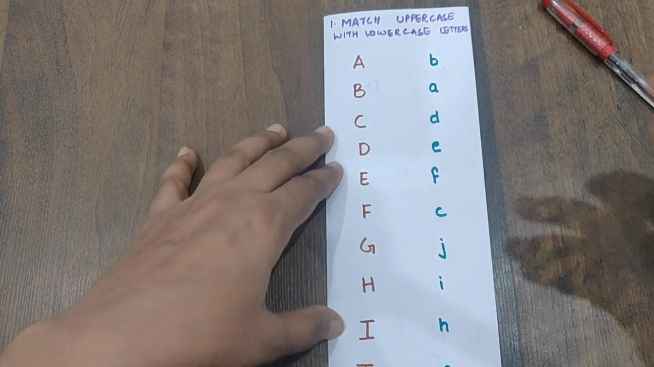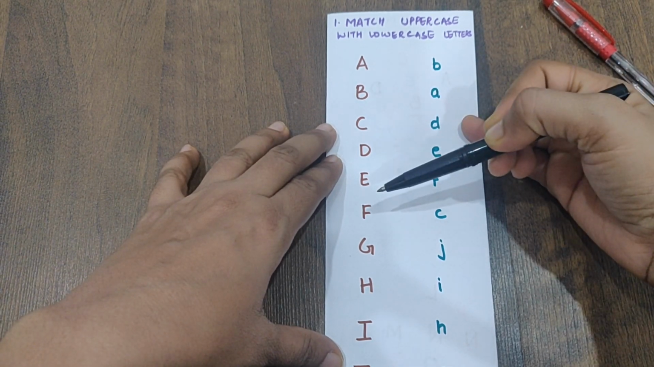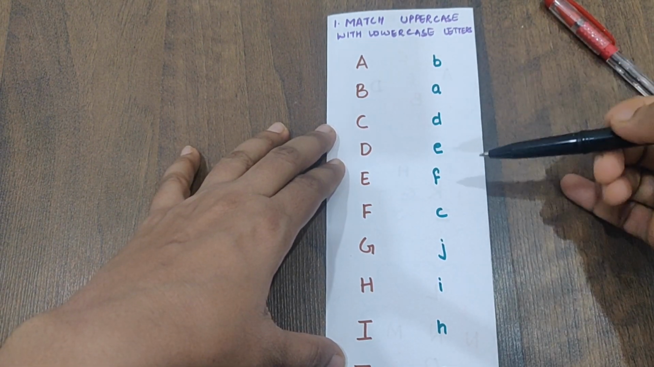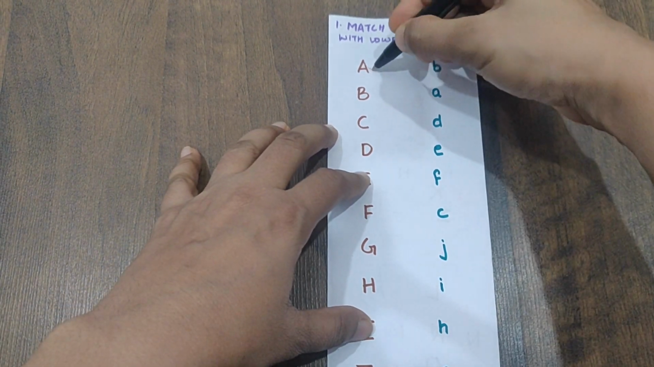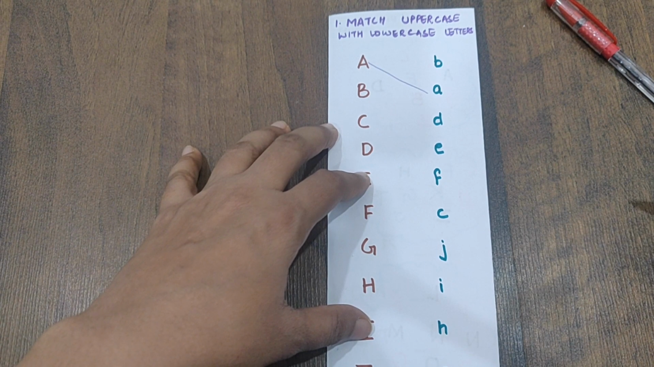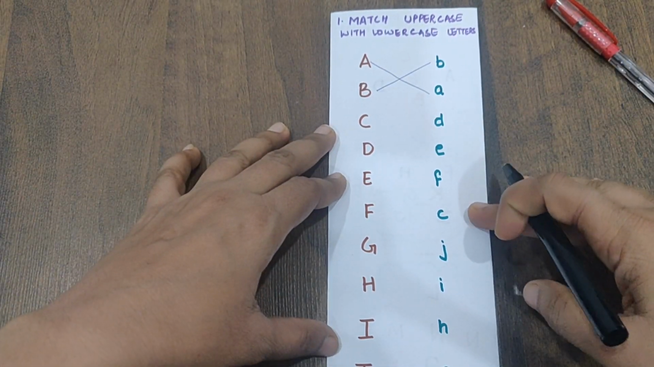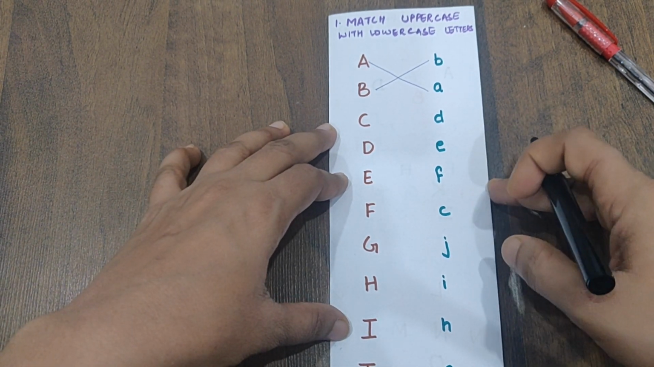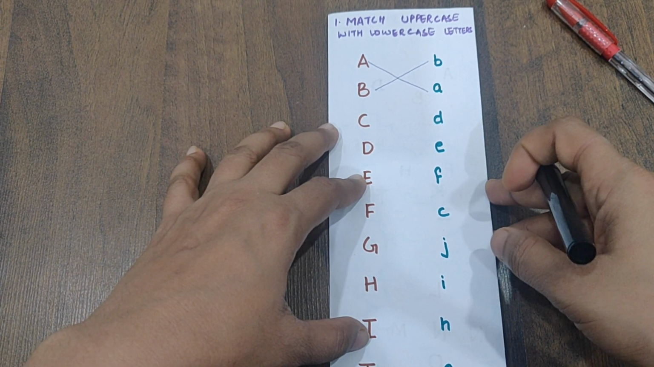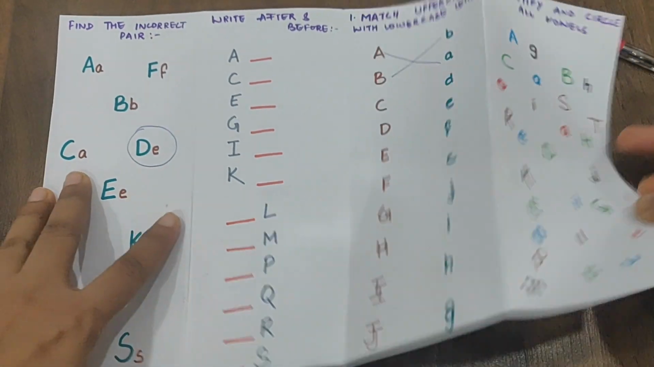Next one is match uppercase with the lowercase letters. The uppercase letters are written on the left hand side and all the lowercase letters are written on the right hand side. The child is supposed to match the uppercase with the lowercase letter, and accordingly everything has to be matched up. Here we are also working on recognition and identification of the uppercase and lowercase letters. So this was match uppercase with lowercase letters. You can see I have completed 4 different topics over here.